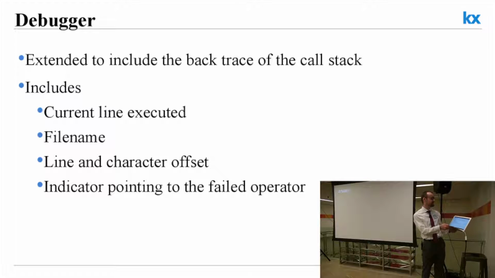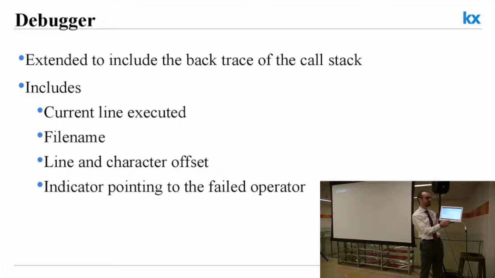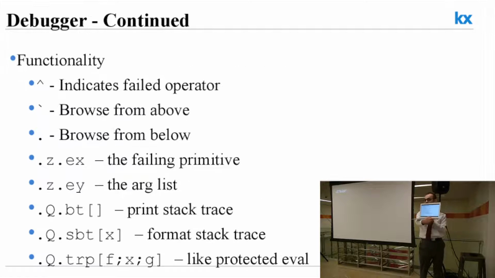So basically it's extended to include the backtrace of the call stack, so you can actually go up and down through the call stack now. It includes the current line executed, the file name, and the line and character offset, and then also an indicator pointing to the failed operator. Okay? So then the debugger continued. The caret basically just points out the actual failed operator. So when you see an error, you'll see a caret, and then that will show the actual problem.